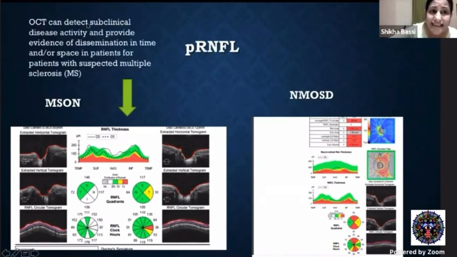So OCT can detect subclinical disease activity and provide evidence of dissemination in time and or space, which is a criteria required for diagnosis of MS. So it becomes an important tool for the neurologist.